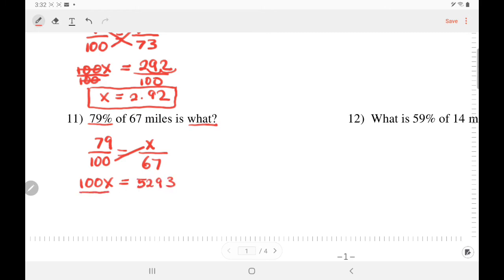Solving for x, you divide by 100. So the 100s cancel. So x equals, again dividing by 100, your number gets smaller by 2 decimal places. So 52.93. Now we go back to see what x represents. It just represents a number, and in this case, miles. And we are done.